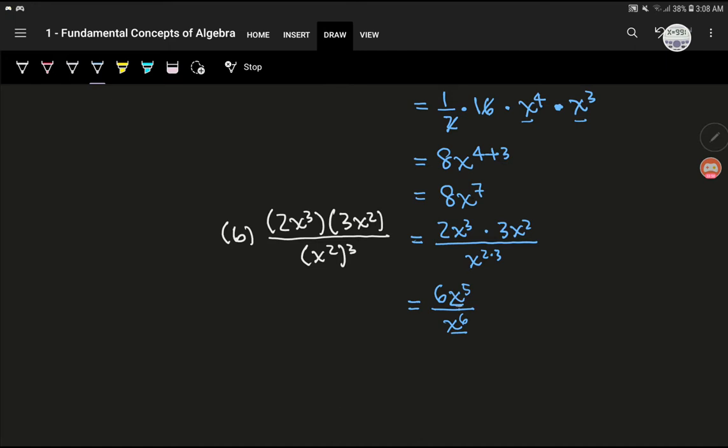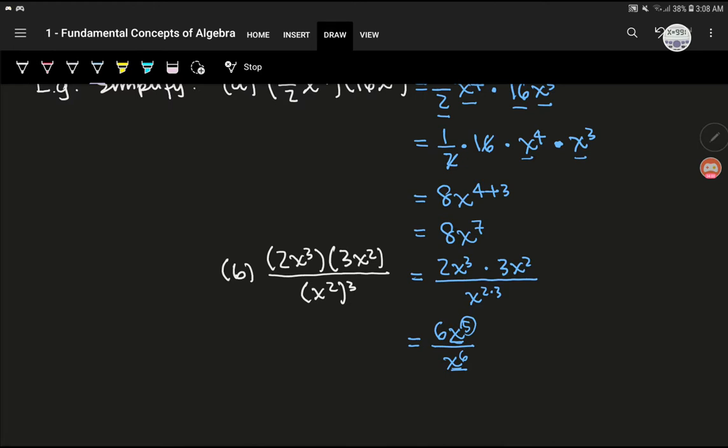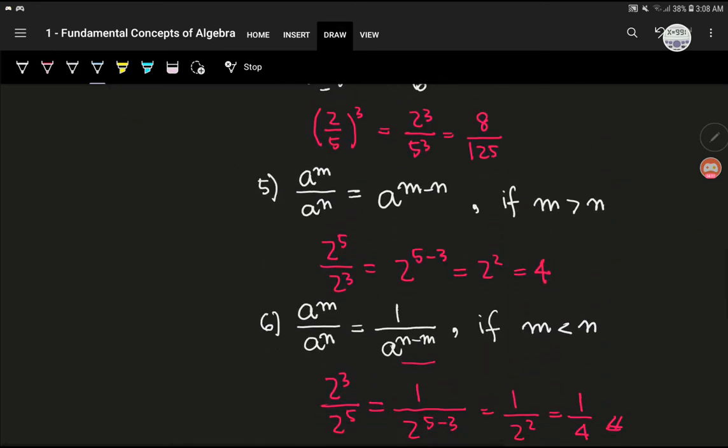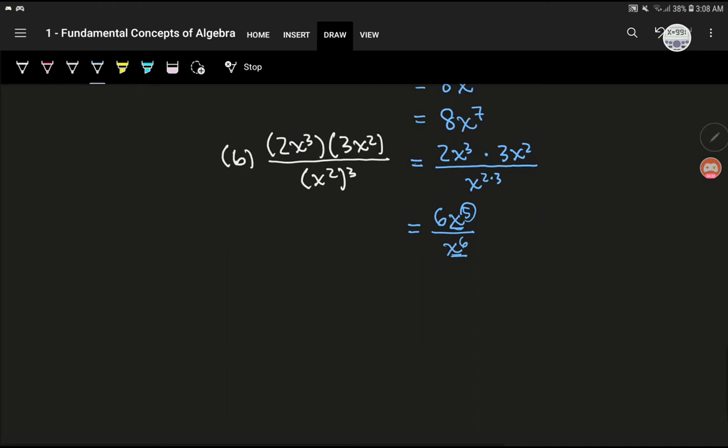These two indices have the same base, the only difference is the index, the power. So now we can see that 5 is less than 6. So we try to see which law is related. Here m is less than n, so we use the 6th law here. We can rewrite it as 6 over x to the power of 6 minus 5. And 6 minus 5 is 1.